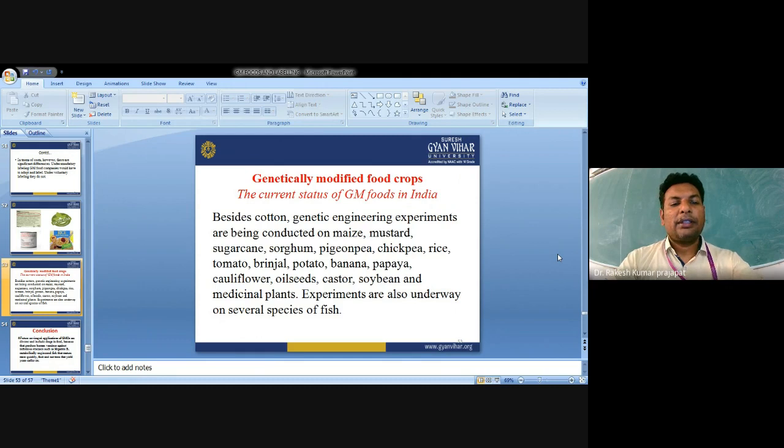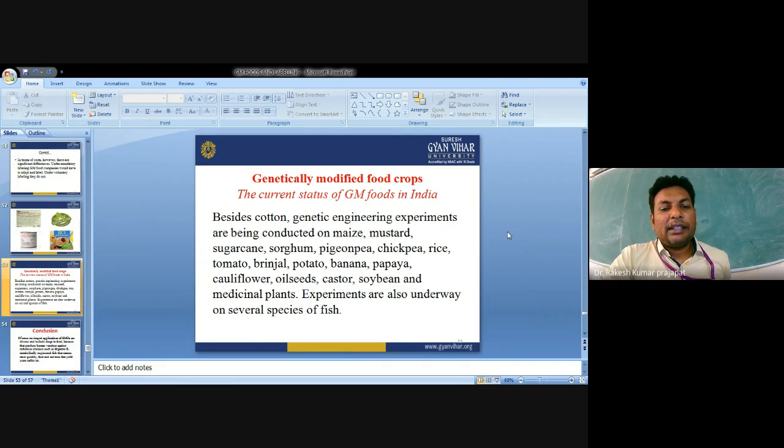We have developed different sugarcane varieties through somaclonal variations. GM sorghum has disease resistance and improved quality traits. Pigeon pea, chickpea, rice. Rice has been developed through genetic engineering to contain high provitamin A content, or golden rice, and drought-tolerant rice has also been developed. BT tomato has been developed against fruit borers. The cry genes, cry1AC, have been introduced into the tomato to develop resistance against different insect borers.